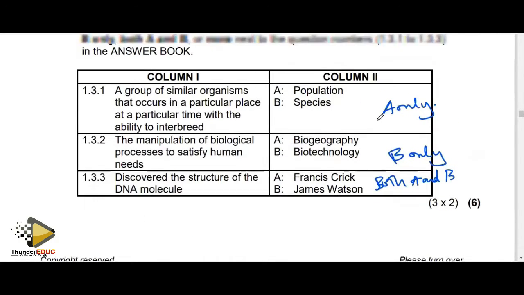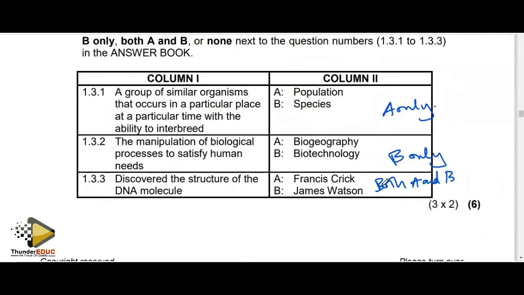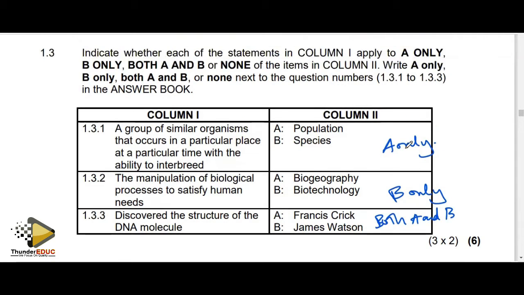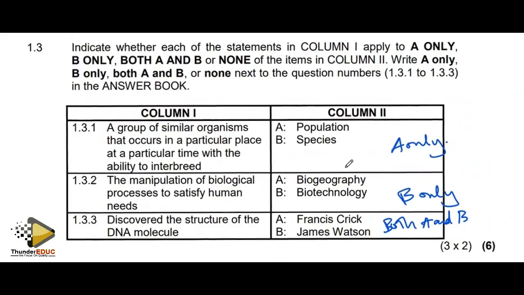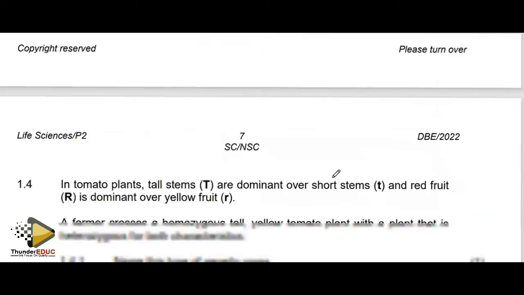Some people only write A, or write B, or write both. What is both? Both mangoes and oranges? Both males and females? You have to say both A and B. Don't just say A, because if you don't say A only, it means that maybe even B is correct. What you do is put only, both A and B, or none. Try to follow the instructions.